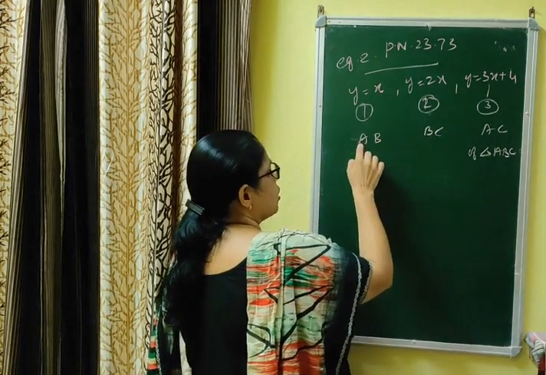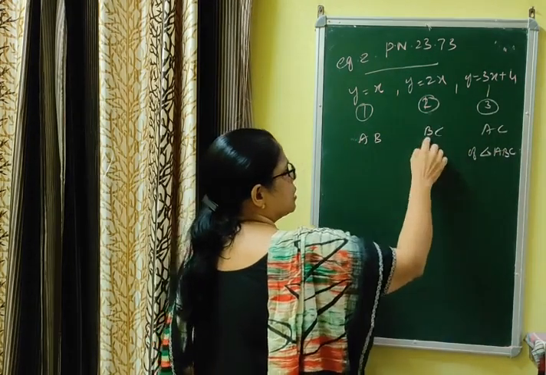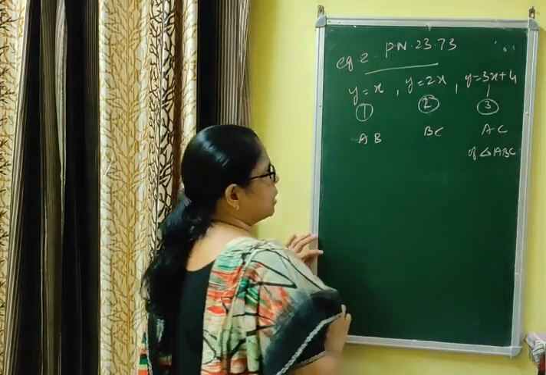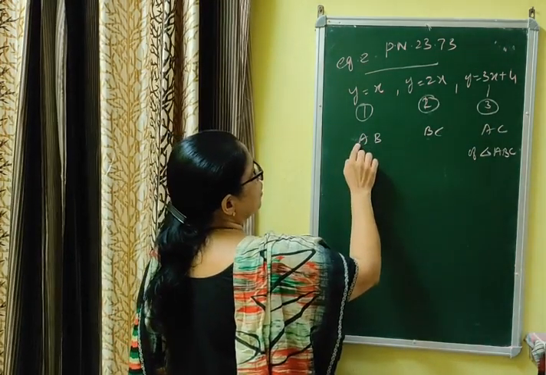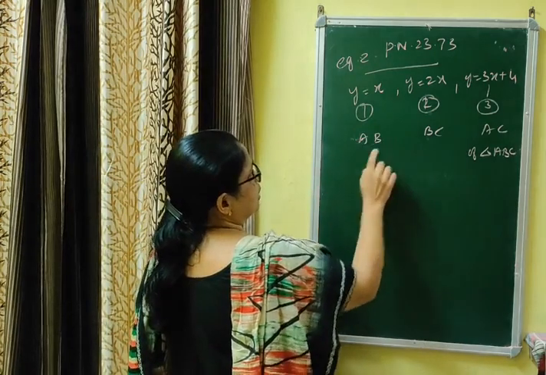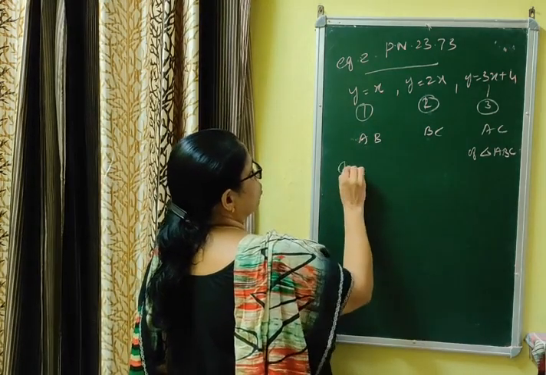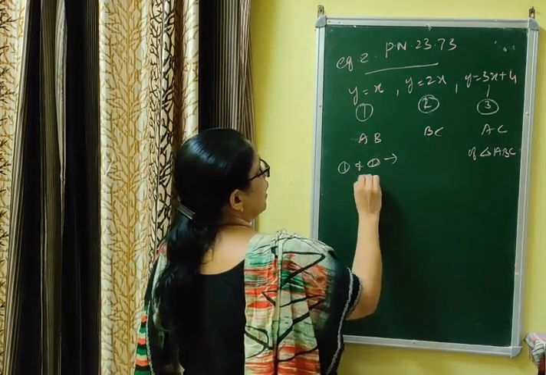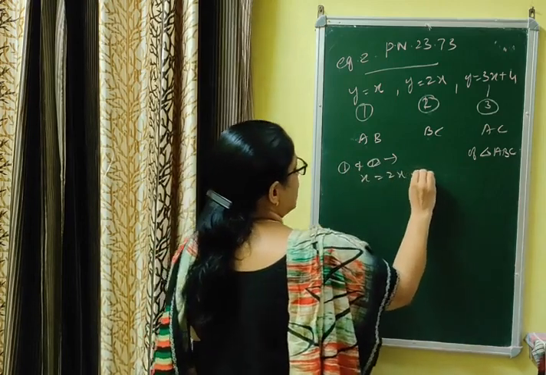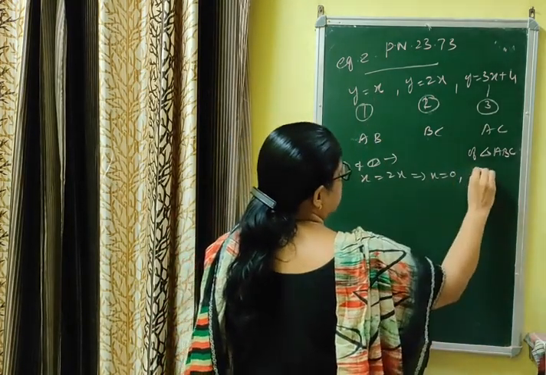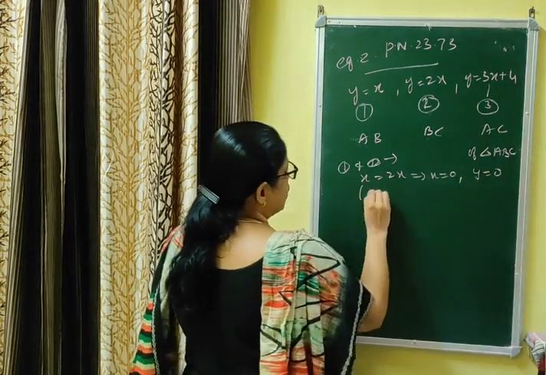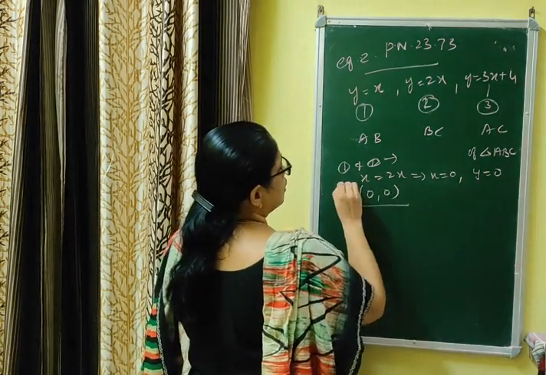Let the first equation represent AB, second BC, and third AC of triangle ABC. Now you have to find the vertices A, B, C. By solving AB and BC, you will get one vertex, that is B. How can we solve 1 and 2? 1 and 2 give x equal to 2x, which implies x equal to 0. If x equal to 0, then y is also equal to 0. The one coordinate you have got is 0, 0, that is B.